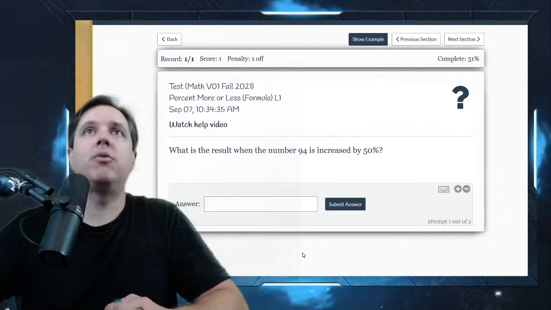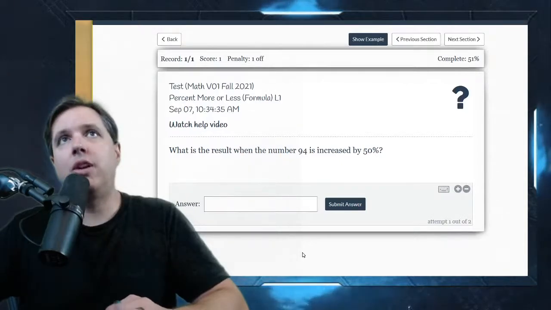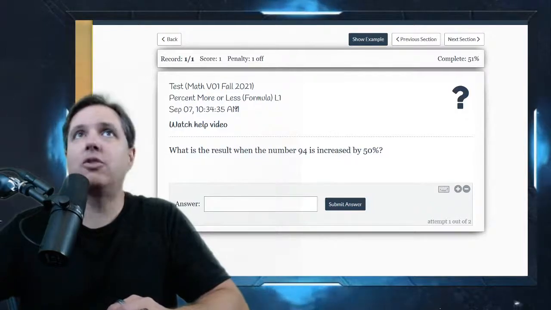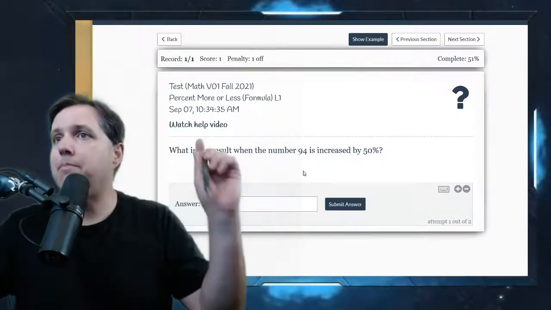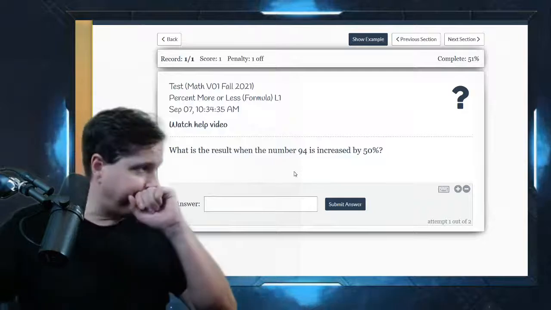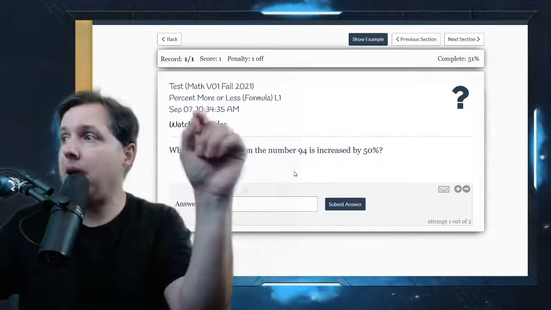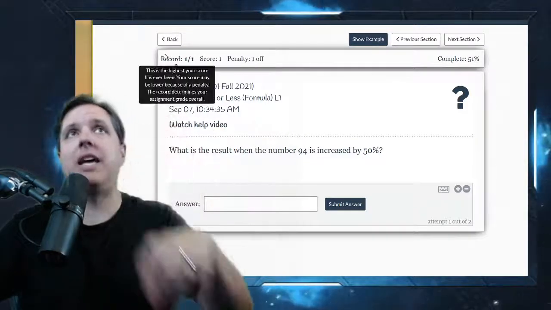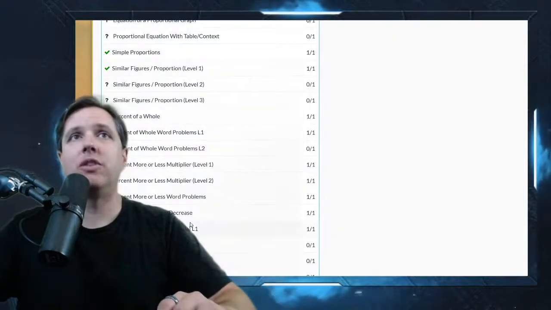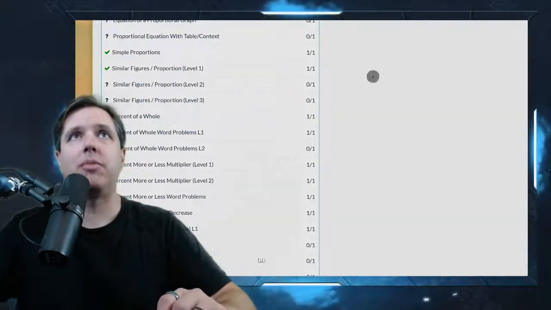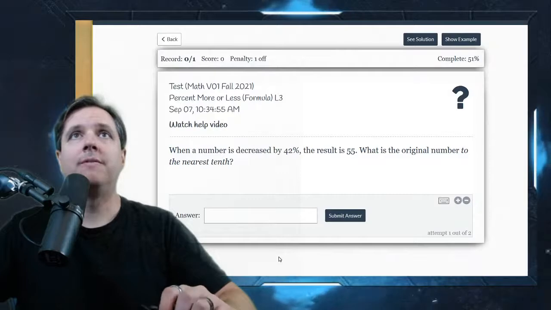Let's do this one, percent more or less formula. What is the result when the number 94 is increased by 50%? This is right back to those formulas that we looked at. Amount equals base times percent. You're going to bring out those ones. The ones that say formula, that's what you're going to be bringing out for those problems.